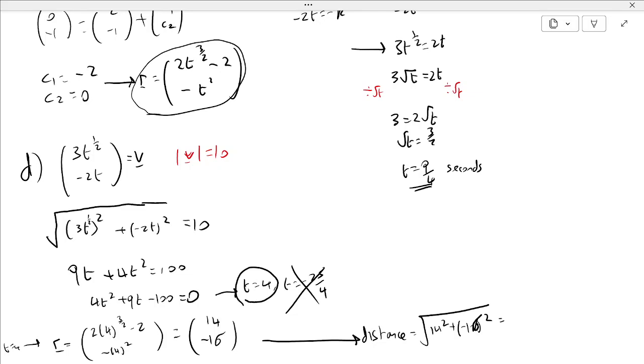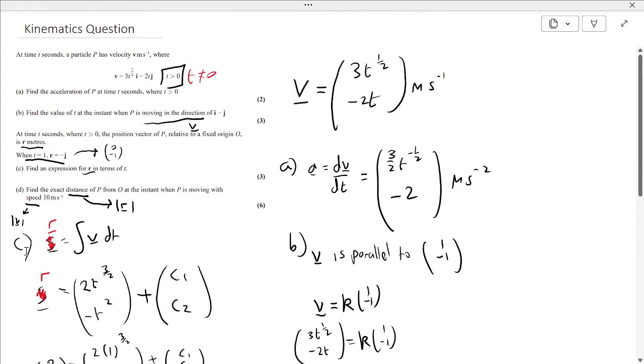Let's ask the calculator what it thinks. 14 squared plus 16 squared is 452. Square root is 2 root 113. And this is distance. What do we measure distance in? We'll measure distance in meters. So that should be the final answer, and I think that's everything.